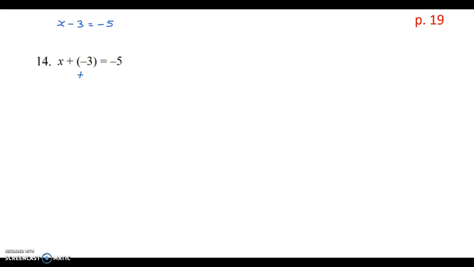So we're going to add 3 here to both sides of the equation, because negative 3 plus 3 is 0, canceling them out. That will leave you with x is equal to negative 5 plus 3, which will be negative 2. And if you wanted to check this one, you could substitute negative 2 for x plus negative 3 is equal to negative 5. And you can see here that you have a balanced equation when you do your check.